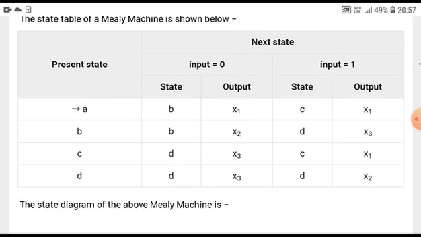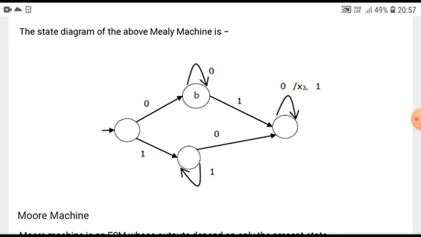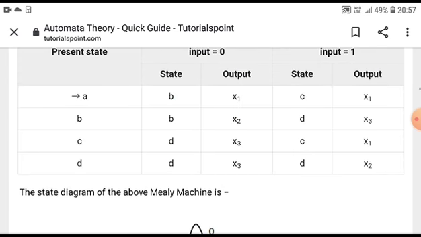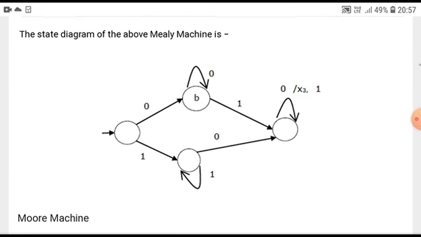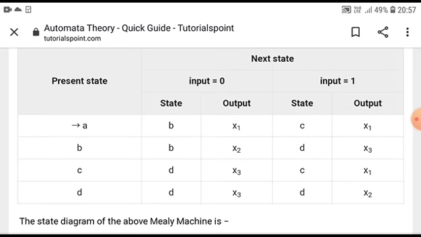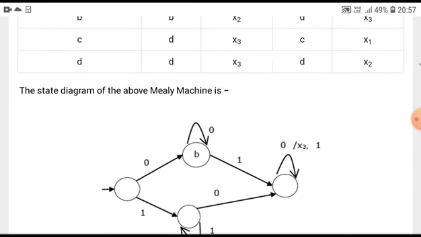So here you have to represent it with the state diagram. This is the state diagram. Here you can see from the above table which is given to you that A on getting input 0 goes to this B, and it produces an output x1. And A on getting input 1 goes to C and it produces an output x1.